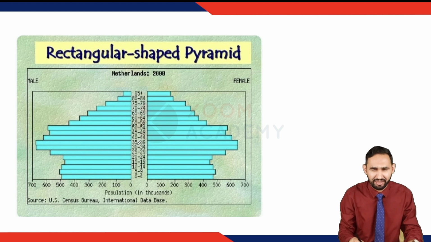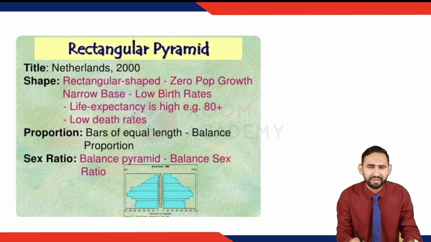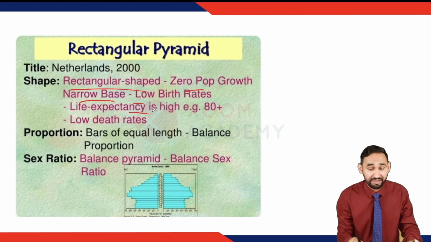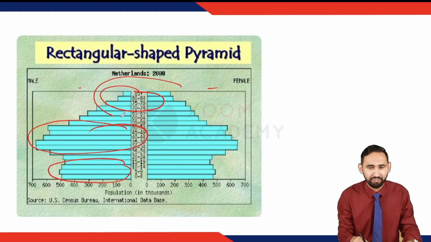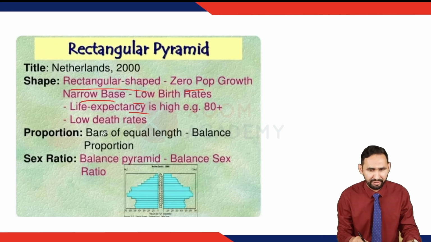What is a rectangular pyramid? This pyramid shows the working population. These are children and these are older ones. These are females and these are males. What are the characteristics? This is the pyramid of the Netherlands or Europe. This is rectangular shape. Zero growth. Narrow base. A narrow base indicates low birth rates. Life expectancy is greater. Why greater? The older age population is greater, so they expect to live long. And there are low death rates.